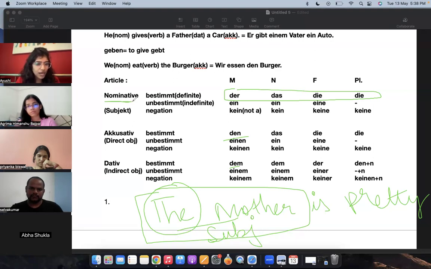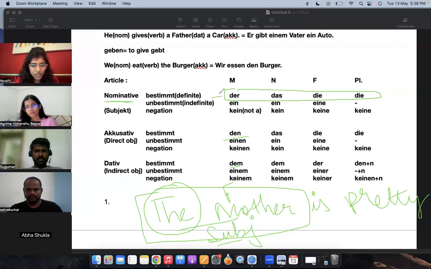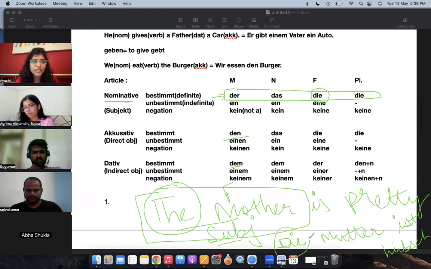Priyanka, Selva, Sugumar, is it clear? Whatever I've explained so far? Yeah. So the mother is the subject and the mother is feminine, right? So what we will do is go to this row and go to feminine. What is written here? Die. So the answer will be die. Mother in German is Mutter. So: die Mutter ist hübsch, where hübsch is pretty. Whatever the sentence, that doesn't matter. What matters is how we picked this article. That matters at this moment.